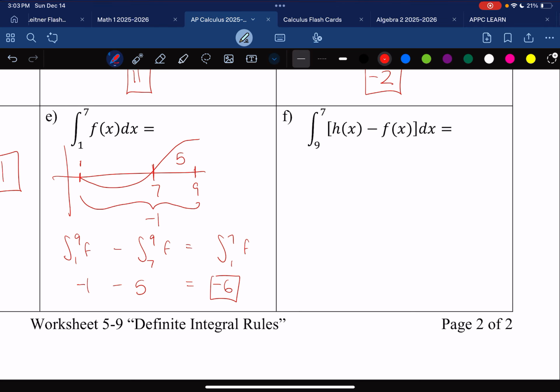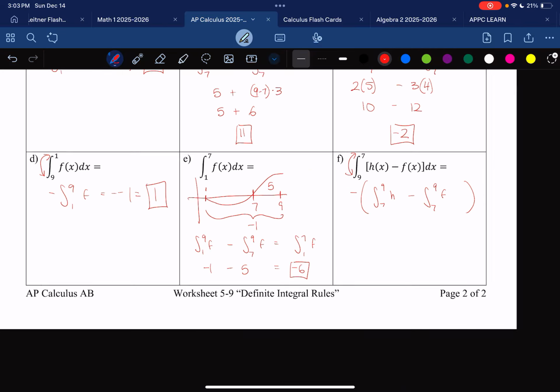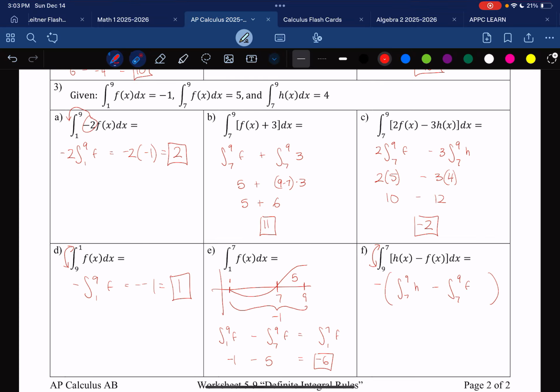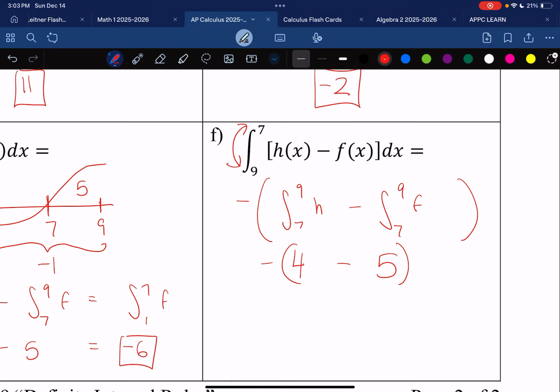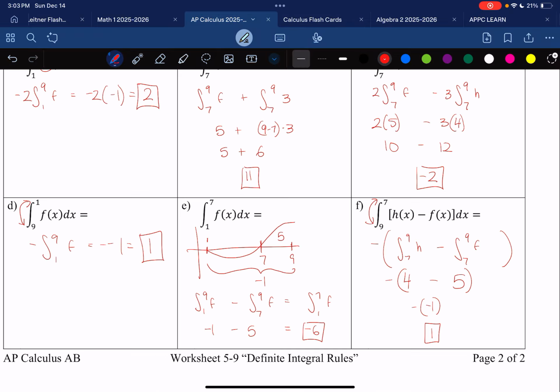All right, what about over here? Two things happening. First of all, these bounds are wrong and they need to be switched. So it's going to be negative whatever my answer is. I'm going to put giant parentheses here. And I really have the integral between 7 to 9 of h minus the same bounds 7 to 9 of f. Haven't I done that one before? Kind of. They've all been multiplied by weird stuff. But 7 and 9 of h is 4. So come down here and say that's a 4 minus, and then 7 and 9 of f is 5. And then I'll subtract those two. So 4 minus 5 is a negative 1. And then I'll multiply by a negative. So the answer here should be a positive 1. And that does conclude the worksheet.